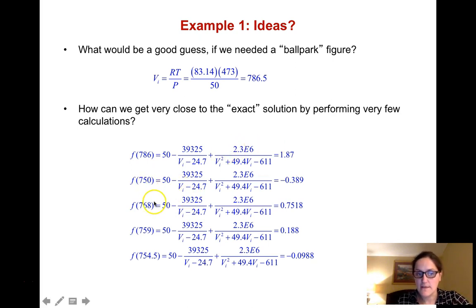Cool. So let me try a value of v right in the middle here, 768. If I do, I'm still positive, but I'm closer to 0. Let's now try in between these two v's, 759. I'm getting closer to 0. Now I'm going to keep this one and this one, and I will try in between those.